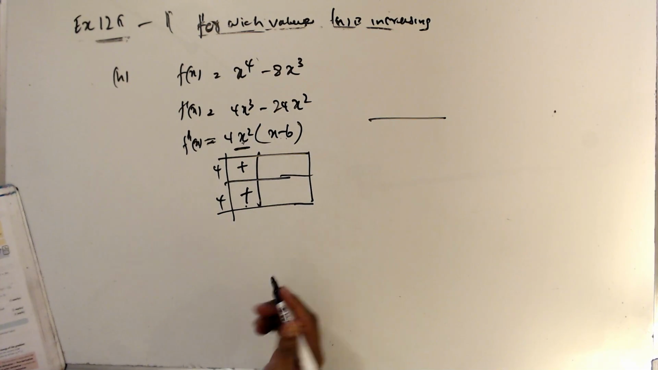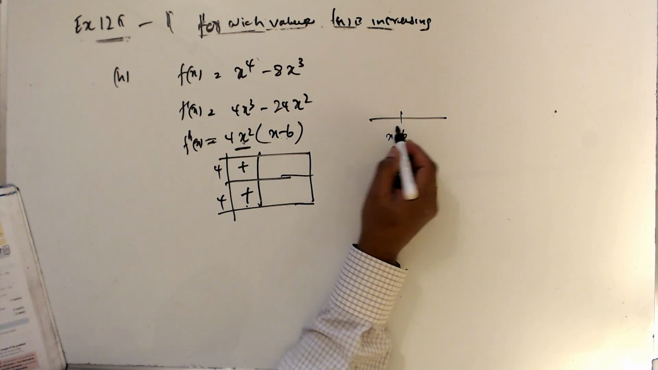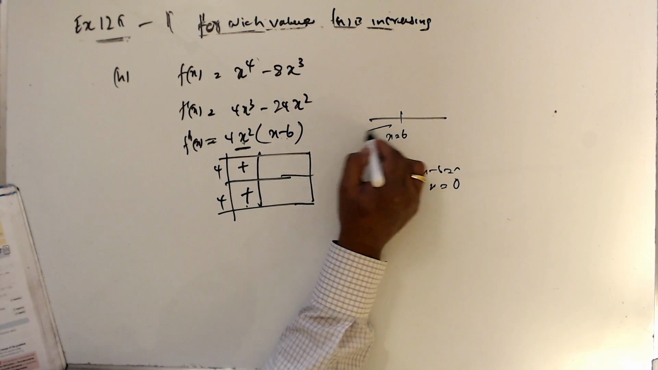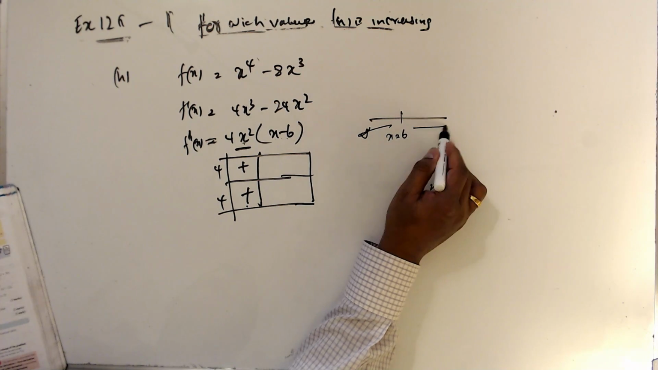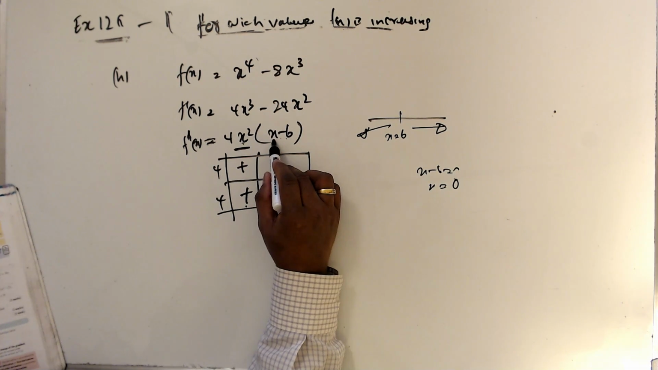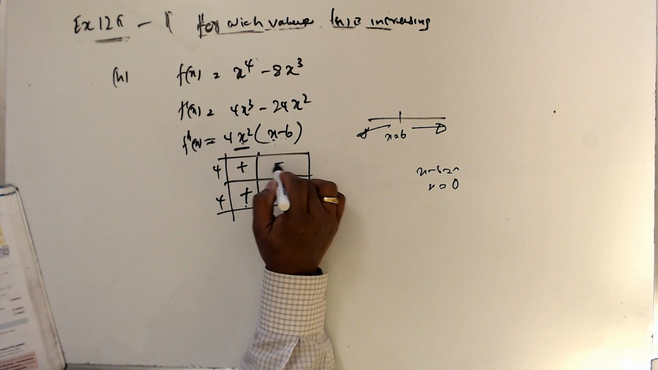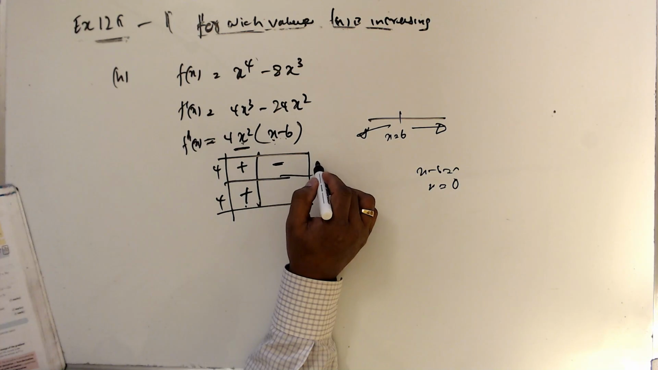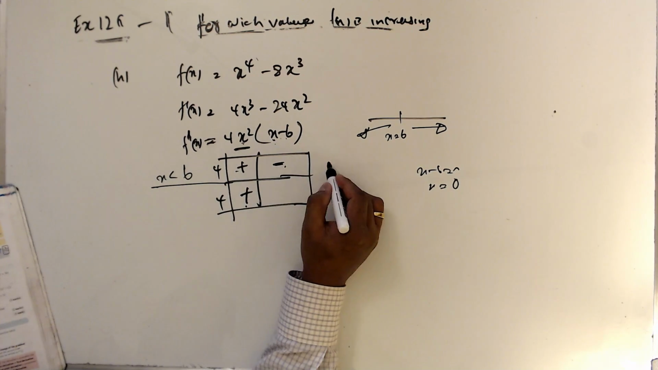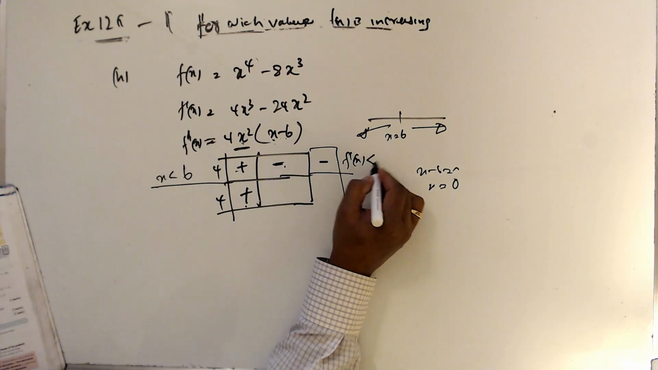So when x equals 6, x minus 6 is 0. What will happen if we put less than 6 and more than 6? If it is less than 6, this becomes negative. Select any value less than 6, this part becomes negative. Then the result, when x is less than 6, is plus times minus, which is negative. It means f dash x is less than 0 here.